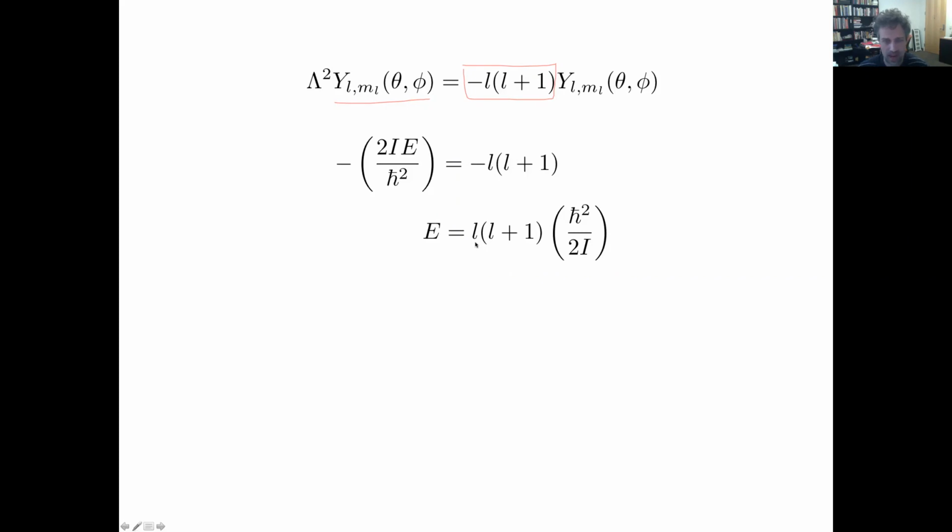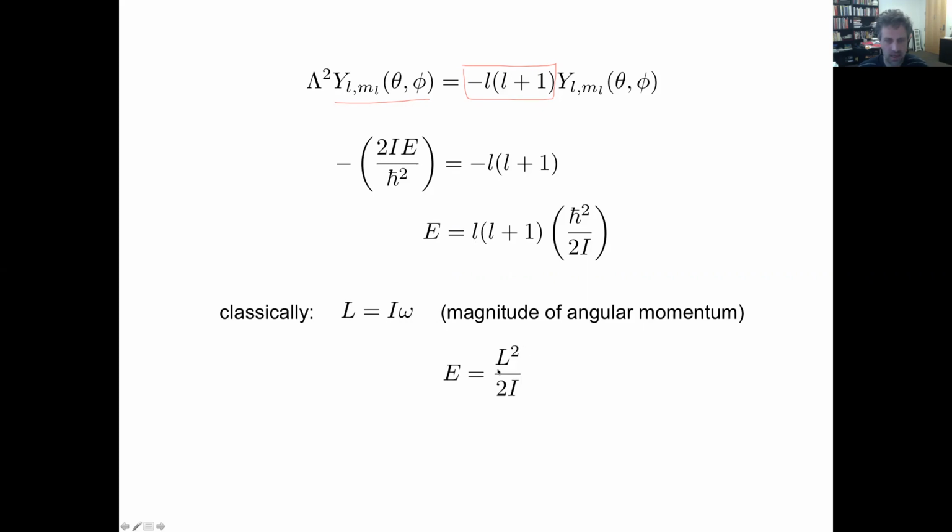So what can we say about this? How can we compare this to the classical formula for the energy? Classically, the magnitude of angular momentum, which we have already introduced, is I times omega, and we can indicate that by big L. That's the magnitude of the classical angular momentum. This expression is still classical: L squared over 2I is the classical energy due to spherical motion.